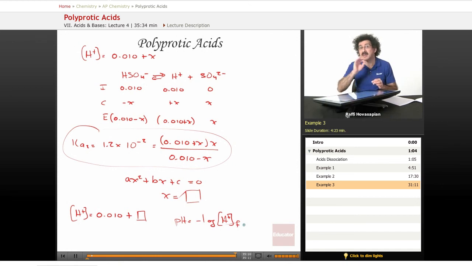So you have to take the amount that comes from the original concentration of the first dissociation, find the amount that comes from the second, add them, and then take the negative log of that. So I hope that helps. Again, you see it's pretty much all the same, slightly different when you're dealing with multiple dissociations in the case of sulfuric acid.